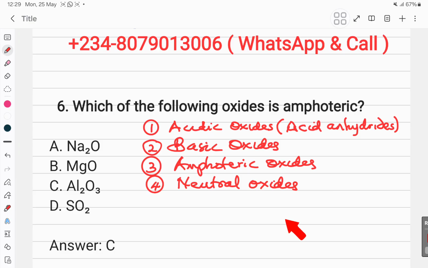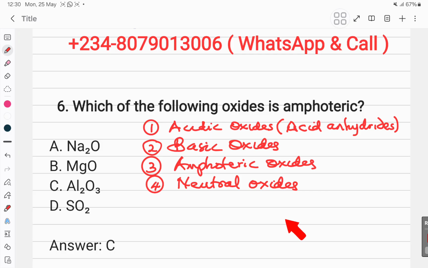We have basic oxides, which are oxides of metals. They are compounds that react with acid to form salt and water only. That's neutralization. So that means basic oxides are bases because they can react with acid to give the corresponding salts and water only. Amphoteric oxides are oxides of metals too, but they can exhibit both properties of acidic and basic oxides.